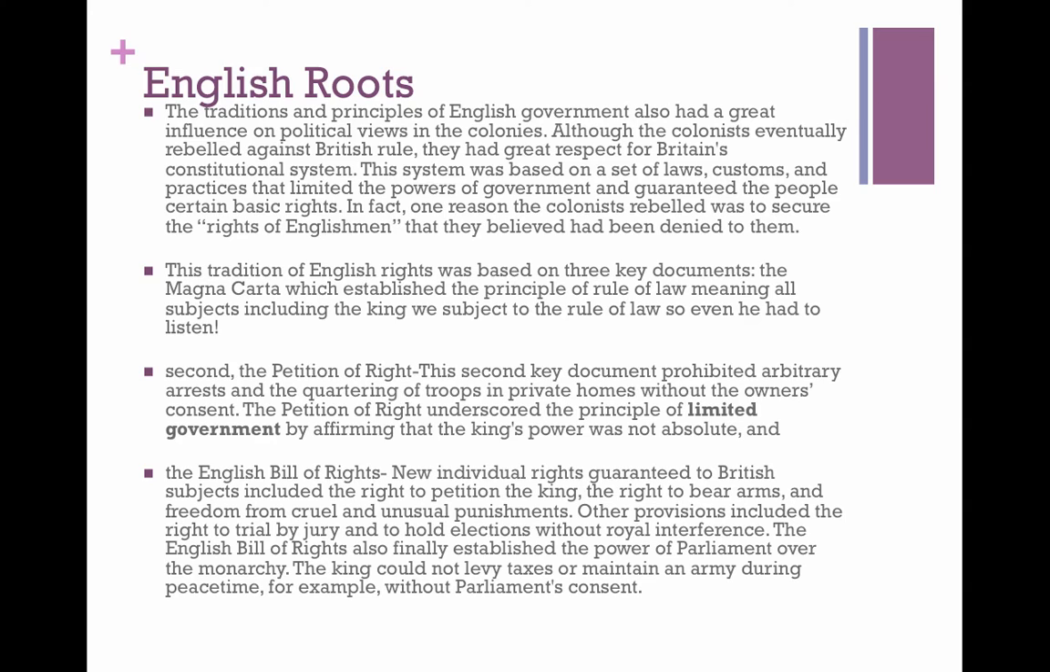The third document was the English Bill of Rights, and these were new individual rights guaranteed to British subjects. It included the right to petition the king, the right to bear arms, and freedom from cruel and unusual punishment. Other provisions included the right to trial by jury and the right to hold elections without royal interference. The English Bill of Rights also established the power of Parliament over the monarchy. So it's like those elected officials, it provides a system of checks and balances.